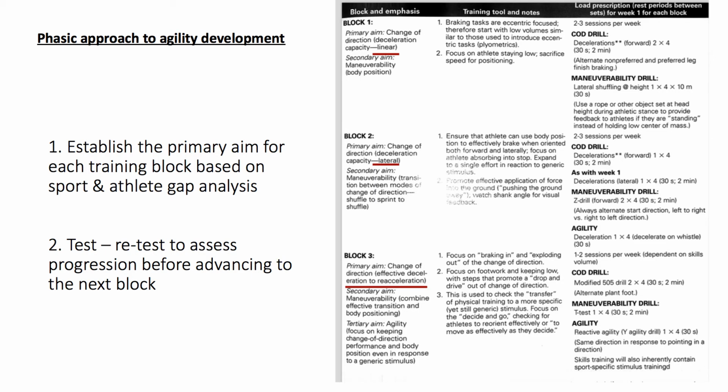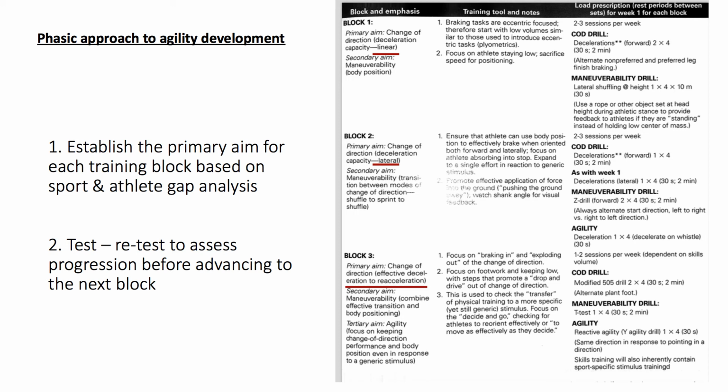Based on the last slide, we can see that it's really a phasic approach to agility development, that you have phases in which you have focused attention on a key performance factor before moving on to the next. But you can combine specific key performance factors. It's just a proportional change. The first thing you want to do is establish the primary aim for each training block based on the sport and athlete gap analysis. And then what you do is you test and retest to assess progression before advancing to the next block.